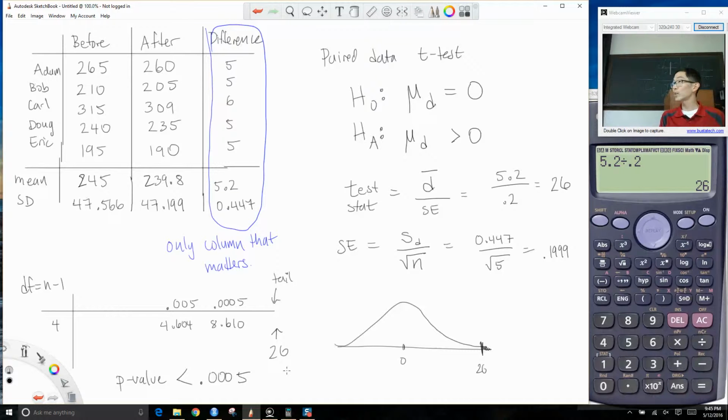So do I reject or not reject the null? We would reject the null hypothesis. We'd say we reject the null hypothesis. We say our data is unlikely to just be a result of random chance, and we conclude that the diet pill works.